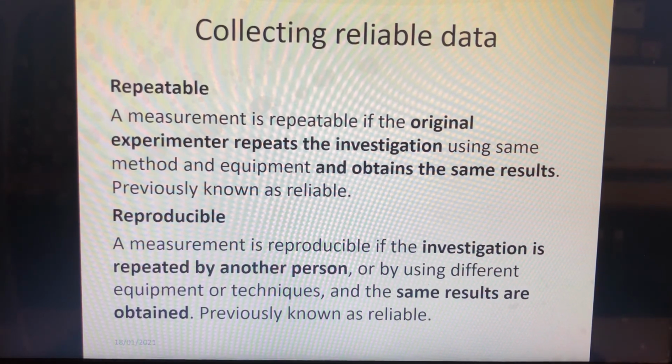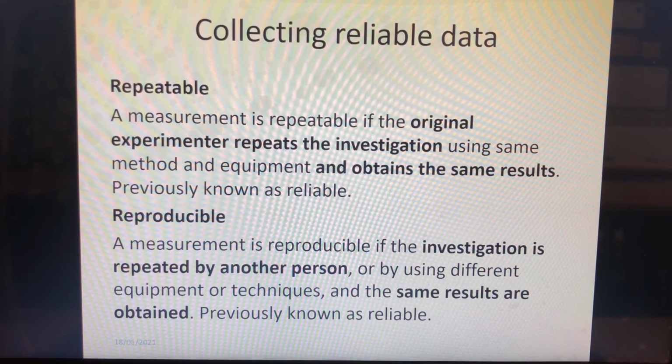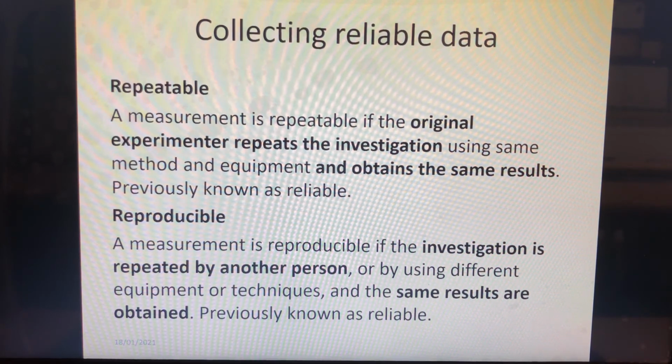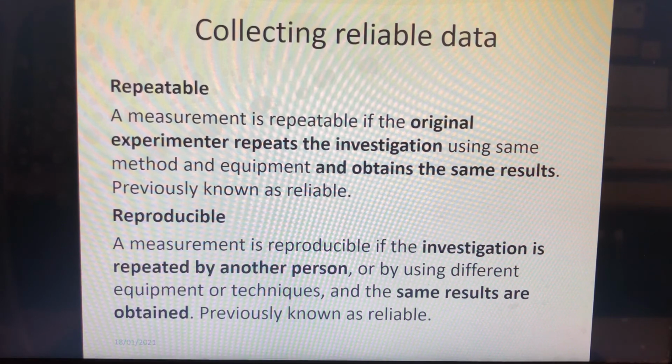Repeatable, reproducible and reliable. We used to just say that if we did an experiment lots of times and got similar results, that made our data reliable. And now that's been broken down into 2 separate words. Repeatable is if I continue to repeat the experiment several times and I get similar results each time, then I can say that my data is repeatable.